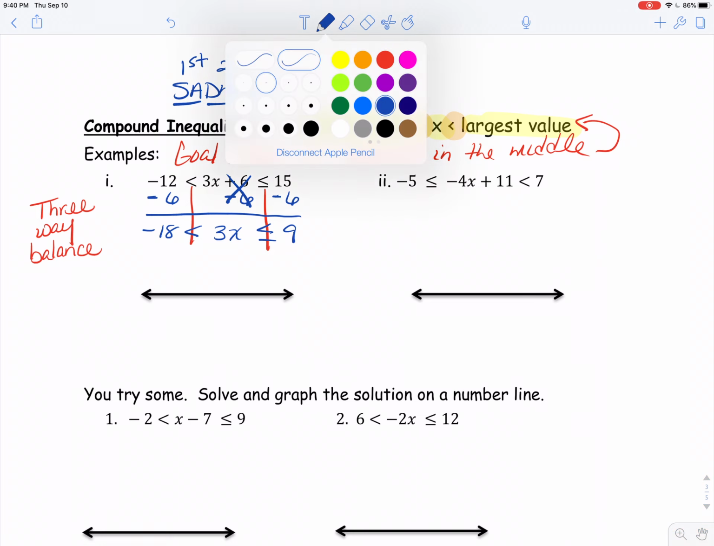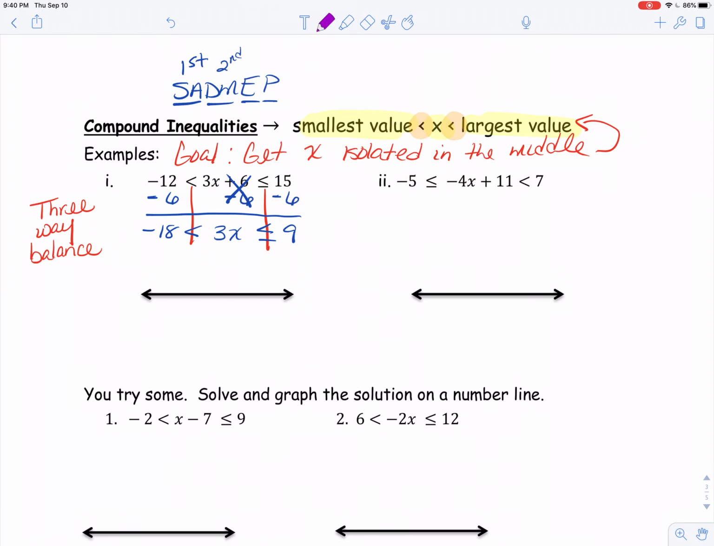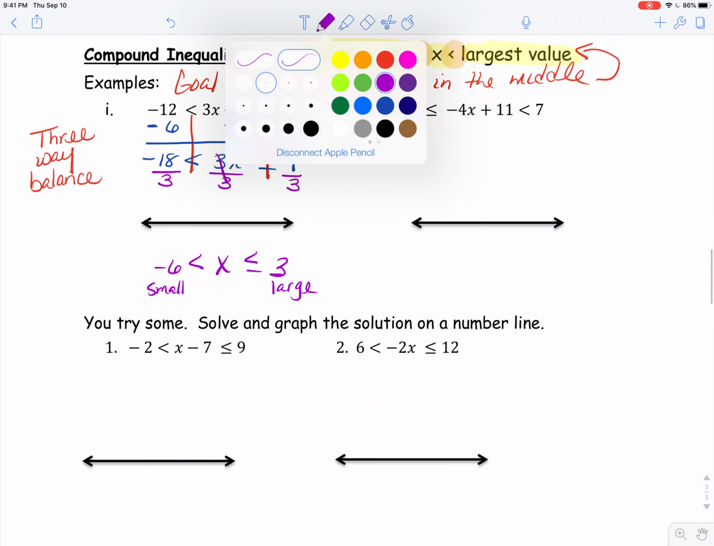Now my goal is to get x by itself, so I need to divide by 3. Three-way balance, do it on all 3 sides. So I've got negative 6. I divided by a positive 3, so I don't need to flip. And there's my solution. I have the smallest number, x by itself in the middle, and then the larger number. So it's perfect. Now I'm ready to graph.